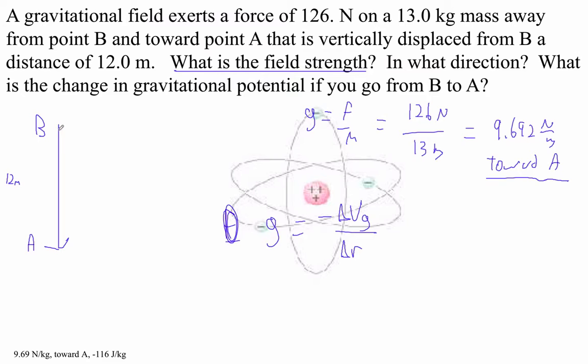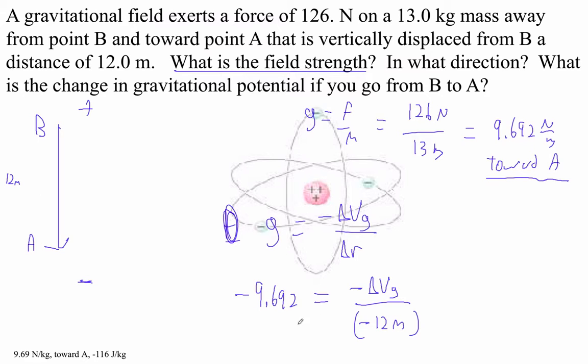If it's toward A, let's make this direction negative and this positive. Down is negative, right? So negative 9.692 equals the opposite of the change in potential, which is what we're solving for, over negative 12 meters, because I'm displacing from B to A. So I'm going down 12 meters.